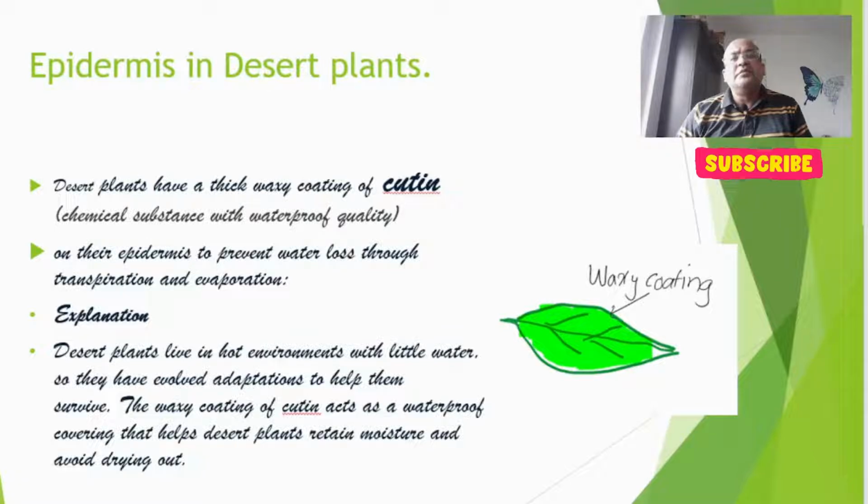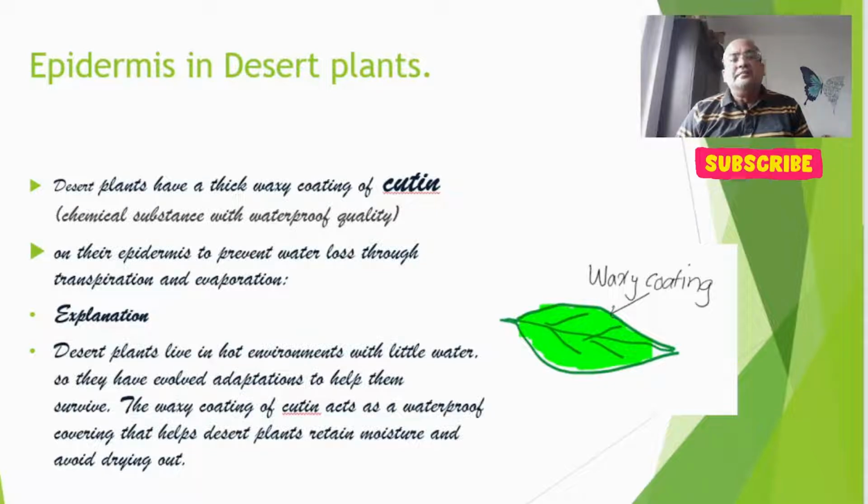Now let's see epidermis in desert plants. How is this epidermis? Desert plants have a thick waxy coating of cutin. It is a chemical substance, right, with waterproofing quality on their epidermis to prevent what? Again, the water loss through transpiration and evaporation. So in desert, you know that water is a very important factor. So to prevent the loss of water by the process of transpiration and evaporation, this cutin coating is there.